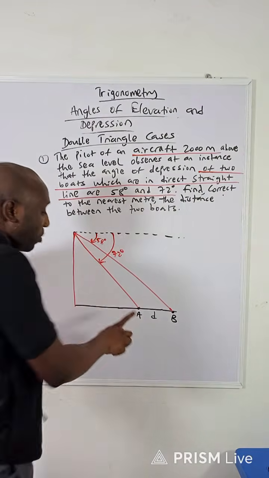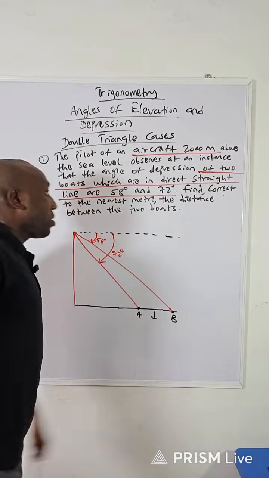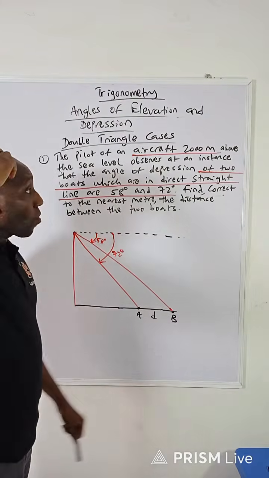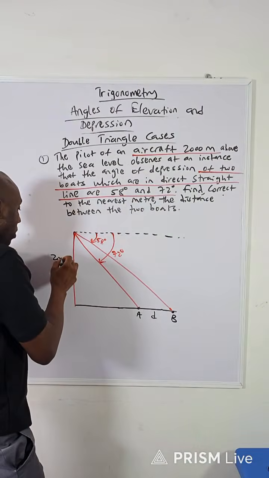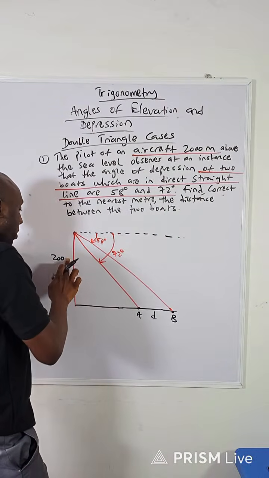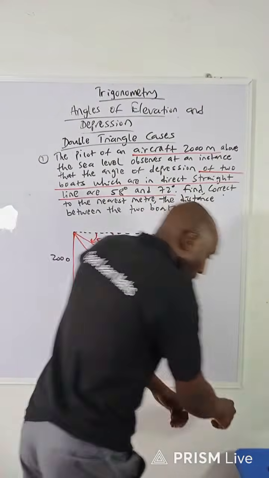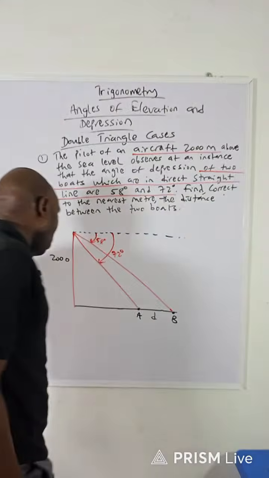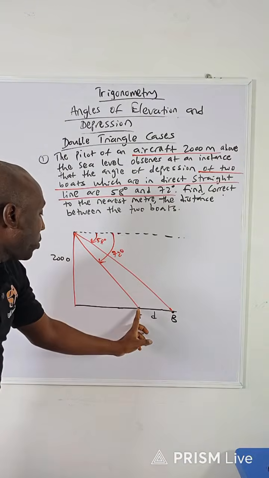So the distance between A and B is what we need to find. But they told us that the pilot is 2,000 meters above. So this is 2,000 meters. I'll just say 2,000 for simplicity. Are you with me, people? So we have this. Now, what do I do to get the distance between A and B?